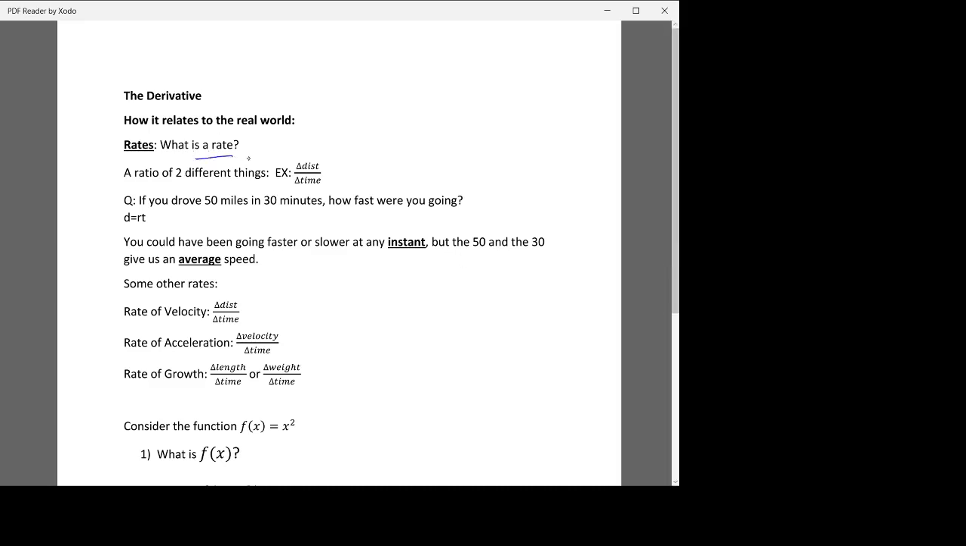Let's start with rates. A rate is a ratio of two different things. So you could have a rate as change in distance over change in time. That would be a velocity. Like I went 10 miles in 1 hour. That's a change in distance and a change in time. So you could say, oh, that's 10 miles per hour. It's kind of like the velocity there.